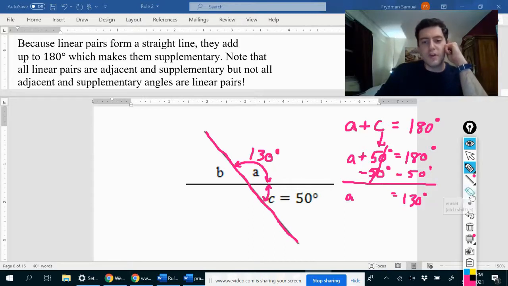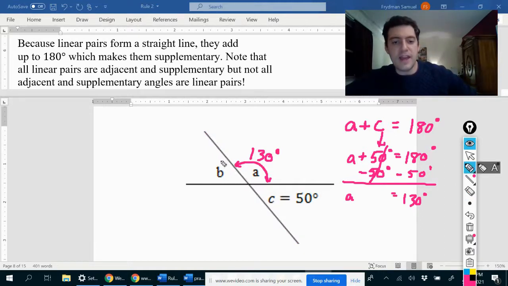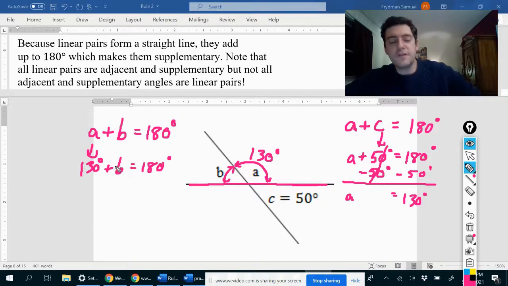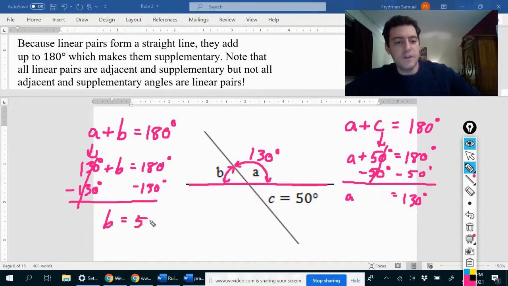But what else do we notice from this picture? Well, we notice that angle A and angle B are also a linear pair. They're adjacent and they make a straight line together. So if angle A is 130 degrees, well, we can also say that A plus B is 180 degrees. So if A is 130 degrees, then what's B? Well, angle B must be 50 because 130 plus 50 is 180. We could also subtract 130 degrees from both sides of this equation to see that. So B must be 50 degrees.